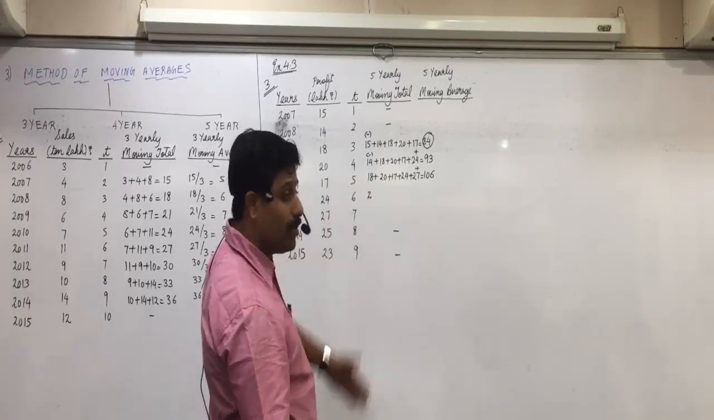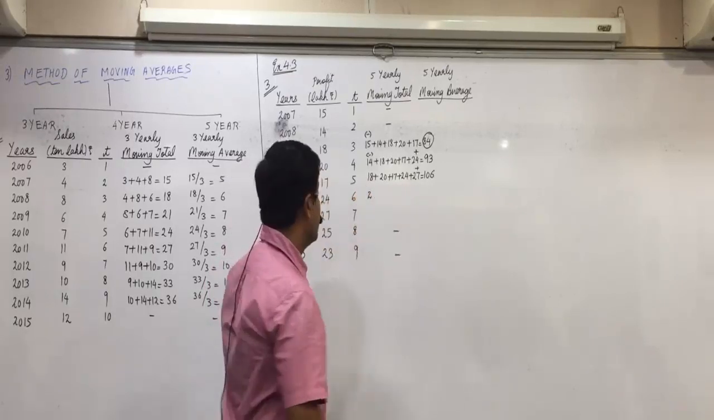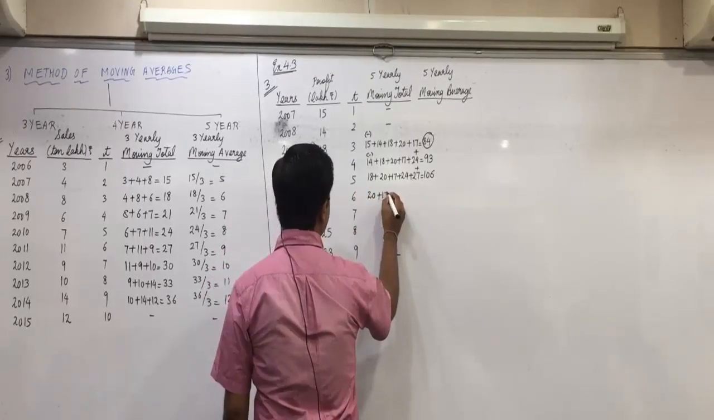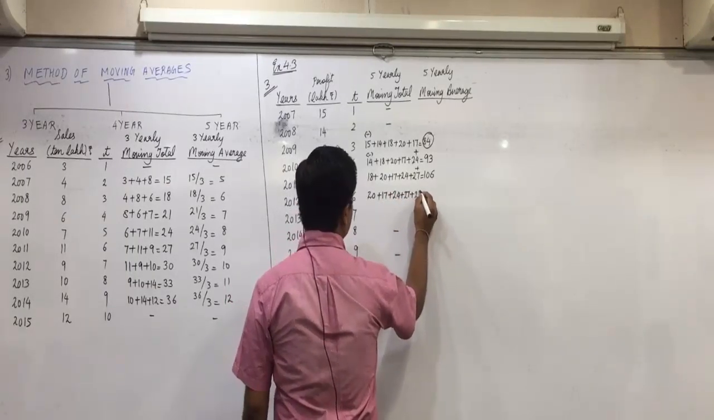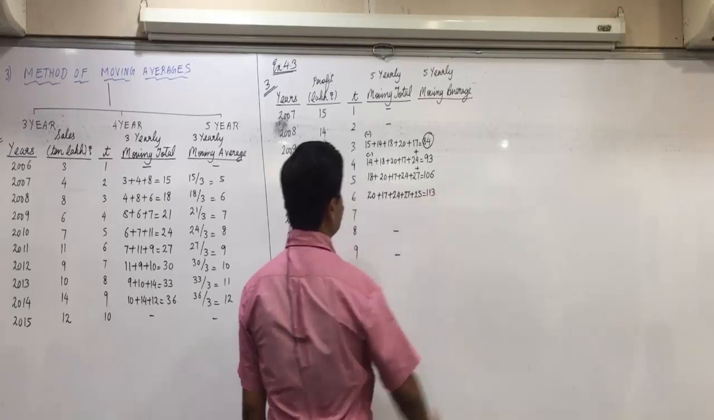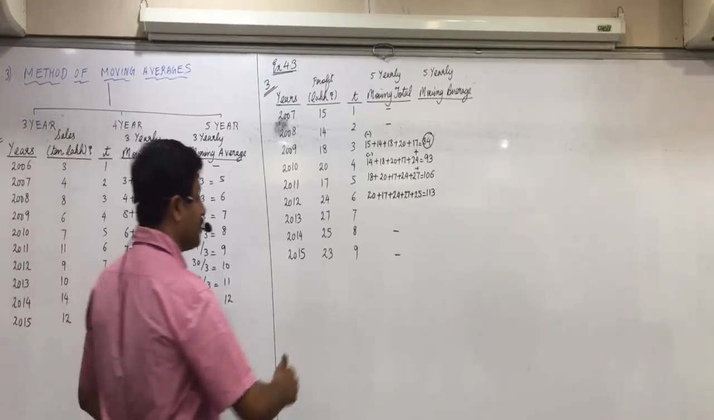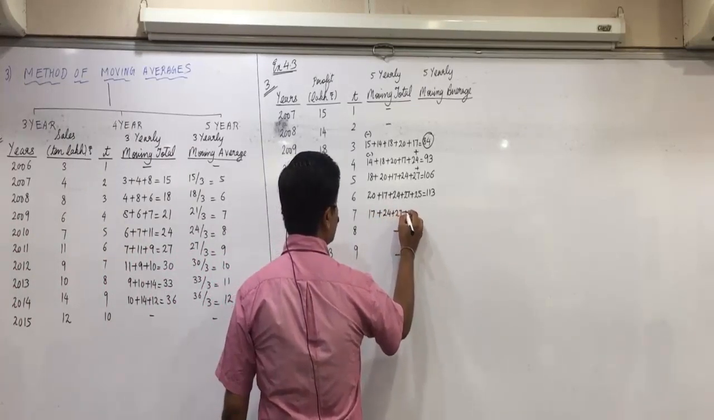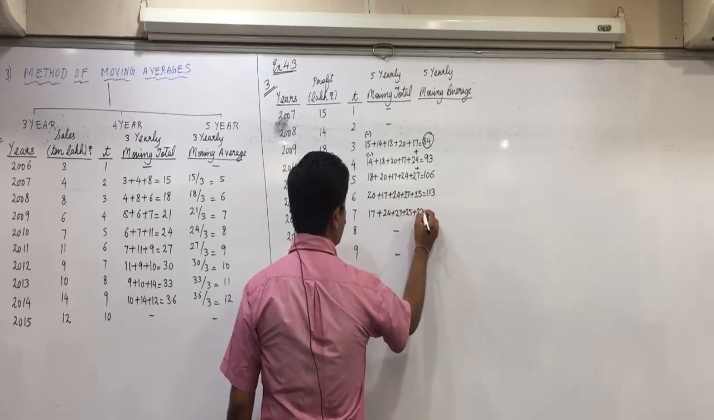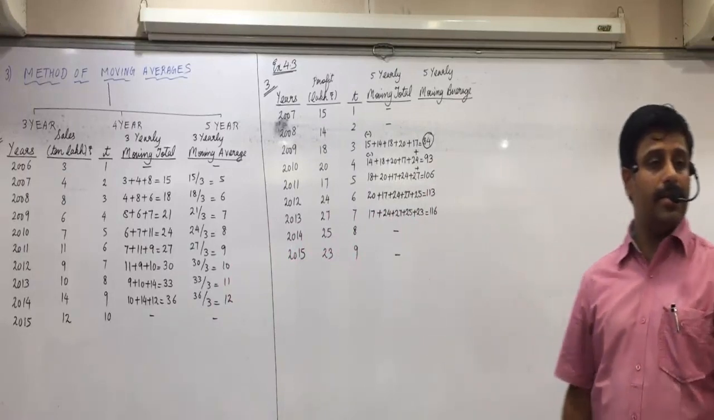We started from 18 now. 18 we already did. 20, 20 plus 17, plus 17 plus 24, plus 24 plus 27, plus 27 plus 25, plus 25. 113. Are you able to understand? Then, Shubhadra. 17 plus 24. 116? Yes. So everyone is clear with this?